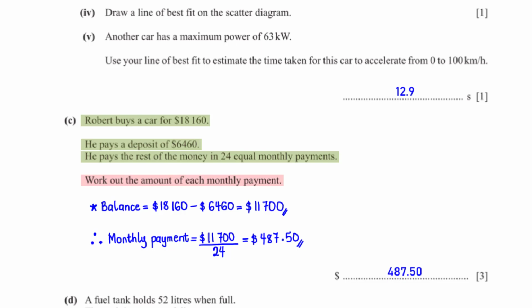To get the remaining amount Robert has to pay, we subtract $6,460 from $18,160. This gives us $11,700. So now, to get his monthly payment, we divide $11,700 by 24. This gives us $487.5.